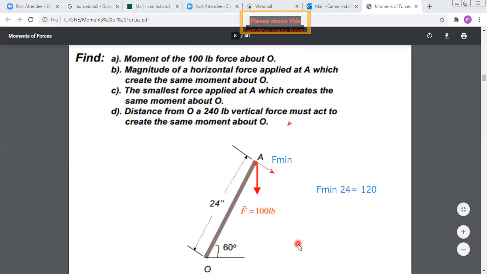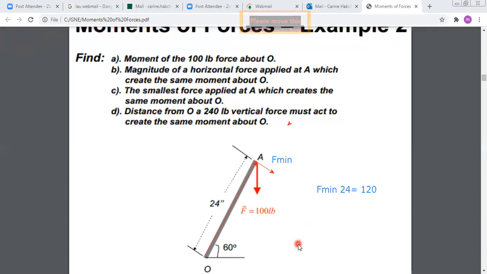Okay? Now, the last question: find the distance from O of a 240 lb vertical force that must act to create the same moment about O.